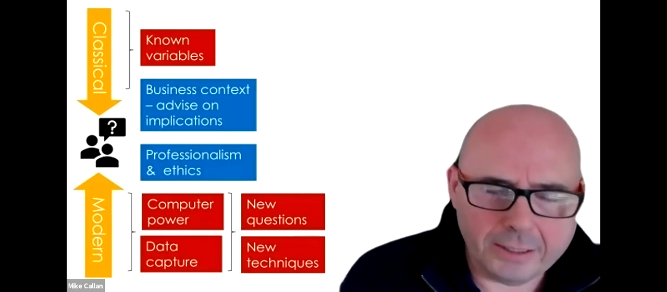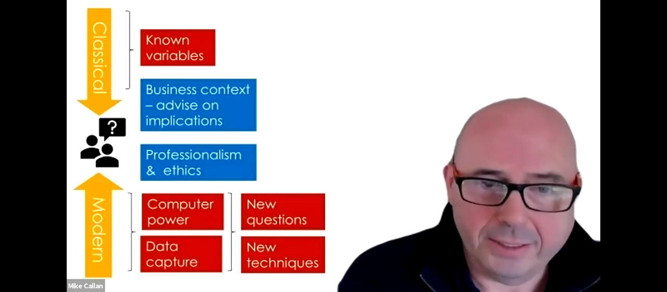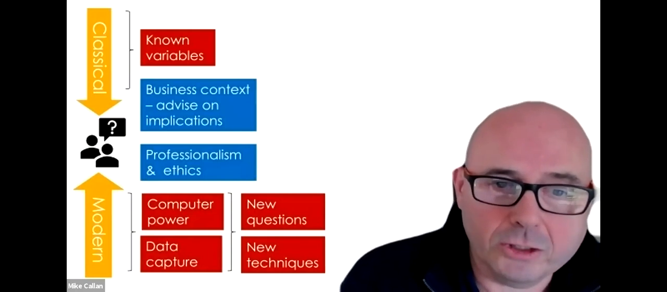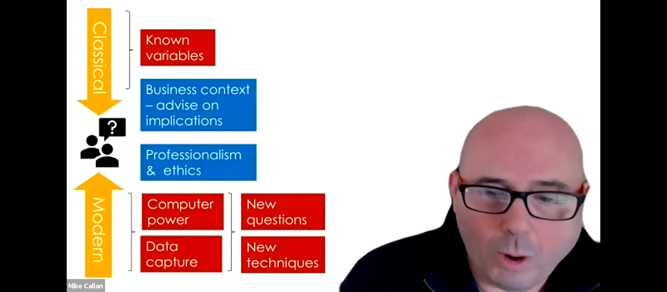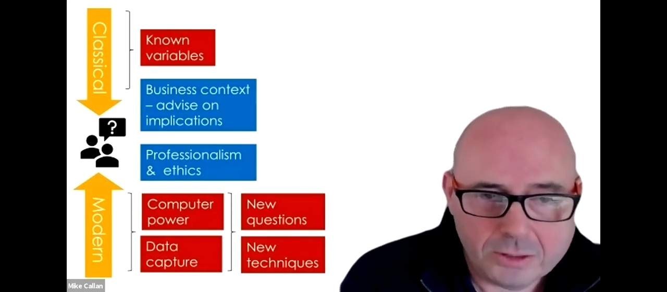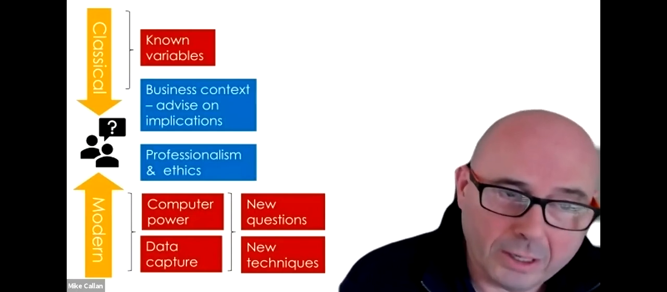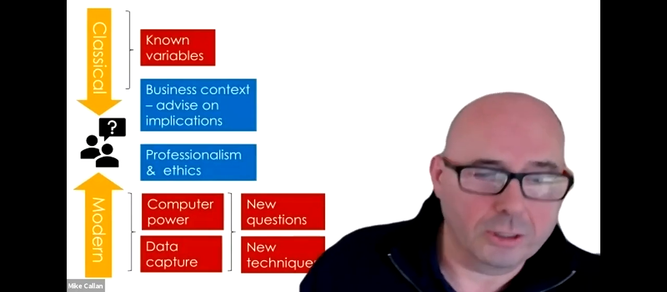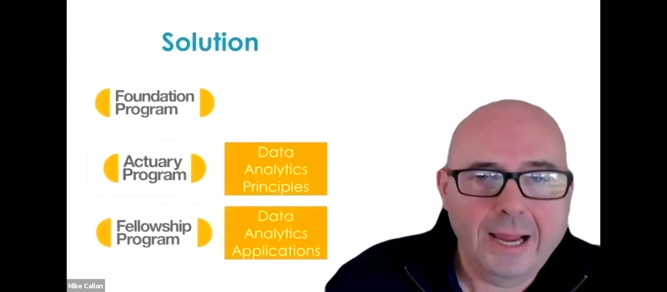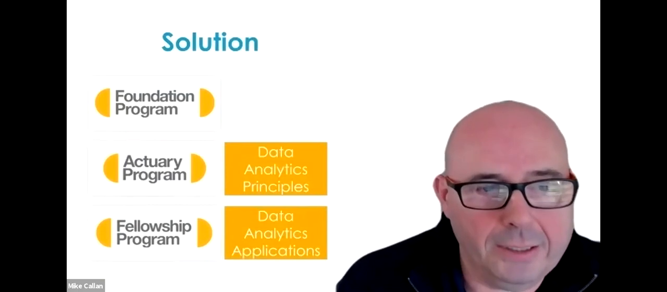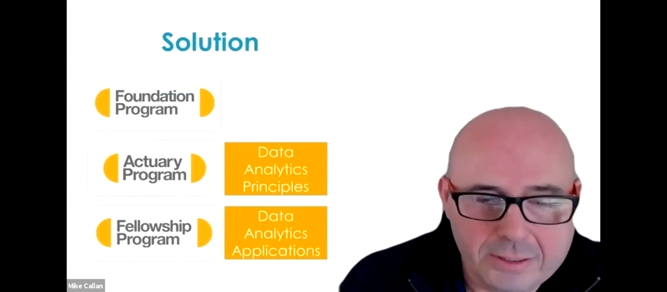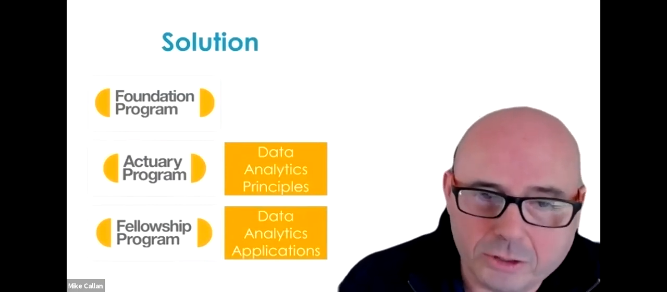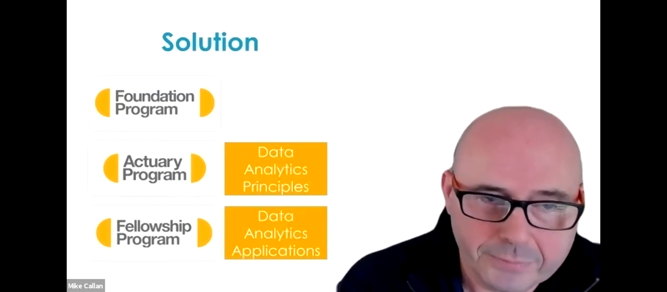And students are coming in to us and saying, it is a fascinating question. How do I extract that information? Which requires new techniques. So our old techniques don't work because they were for a few variables. We're looking at many variables. And our solution is to introduce a compulsory subject at the actuary level that considers many of those techniques that are used to extract information from data.